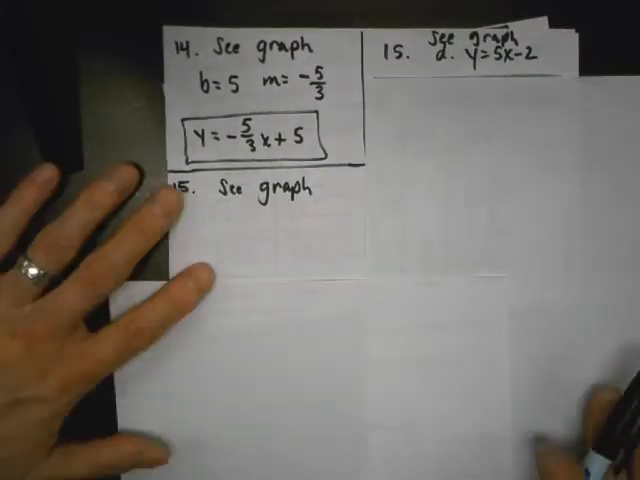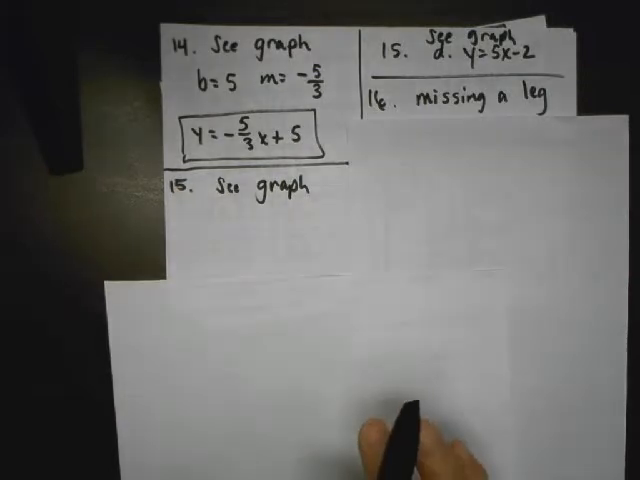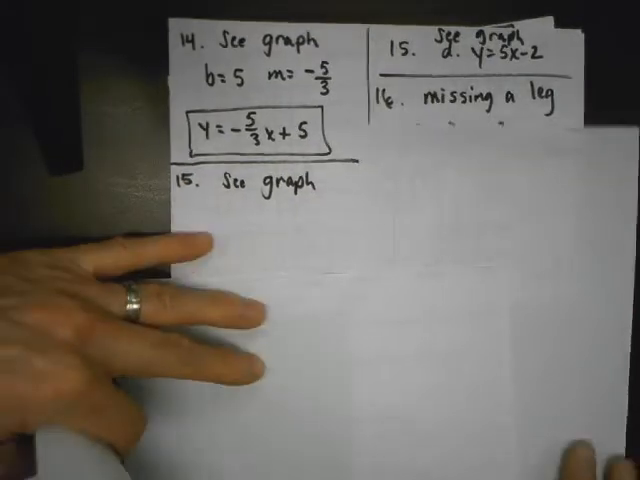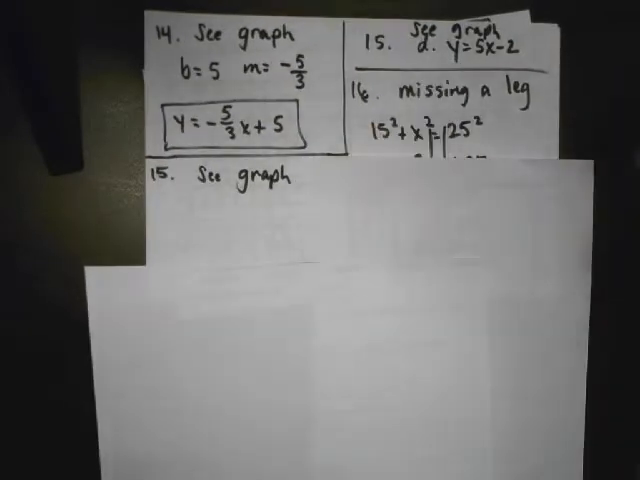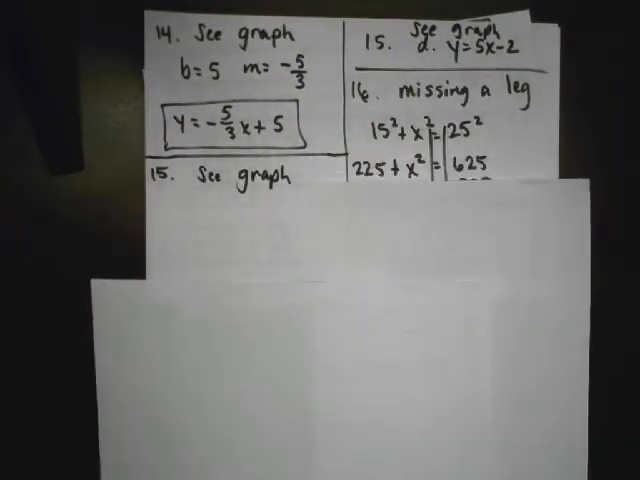All right. So looking at 16, we're missing a leg for that right triangle. So I use the Pythagorean theorem. I go a squared plus b squared equals c squared. And of course, I don't have to use b. I can use x. I square those two.